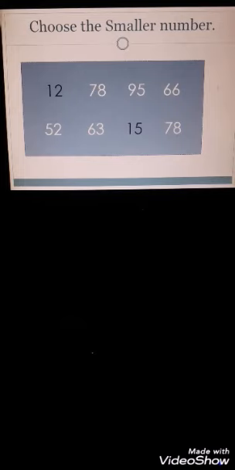In the next line, 52, 63, 15 and 78. In this line, the tens are 5, 6, 1, 7. So 1 is the smallest ten, so 15 is the smallest number.